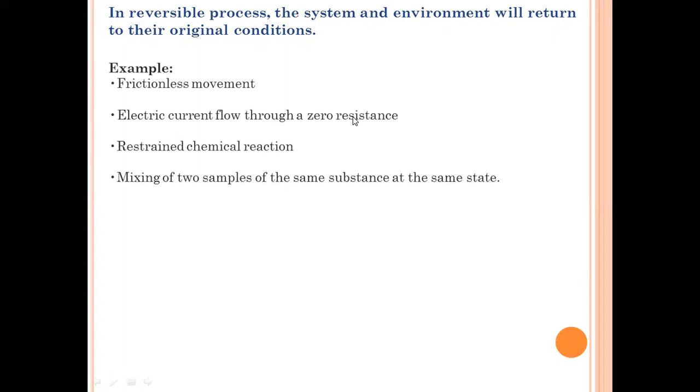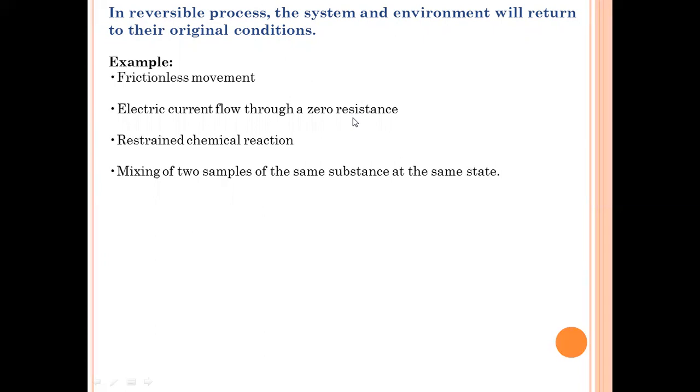So let us take a few examples of reversible and irreversible process. In a reversible process, the system and environment will return to their original state, right? So let us take a few examples. Frictionless movement of the piston within a cylinder is a reversible process. If there is no friction, then the piston can regain its original position. Electric current flow through zero resistance is an example of a reversible process.